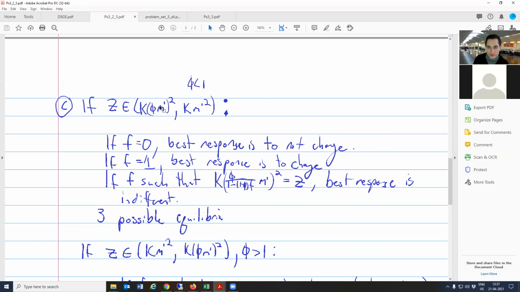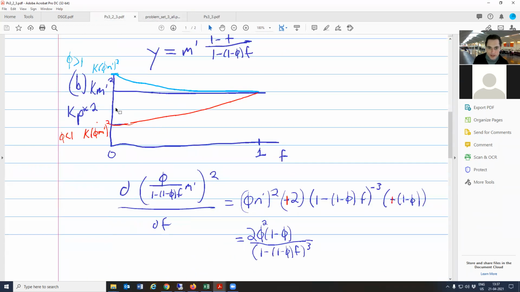when phi is less than 1, let me just show you in the graph. Let's suppose that Z is here. Okay, so it's somewhere in this area between these two poles, between K M prime squared and K phi M prime squared. So suppose that Z is in here somewhere. That's the cost. And then the idea would be, for levels of F down here, you wouldn't want to change. For levels of F up here, you would want to change because the cost is here, where this blue line is.